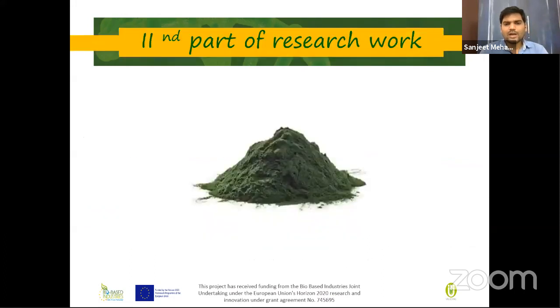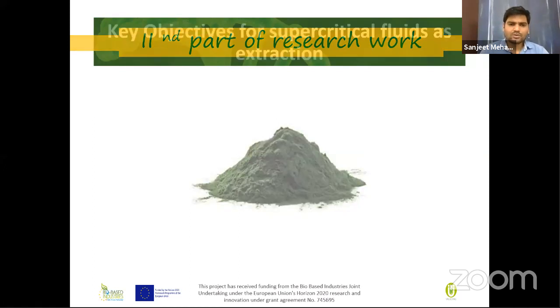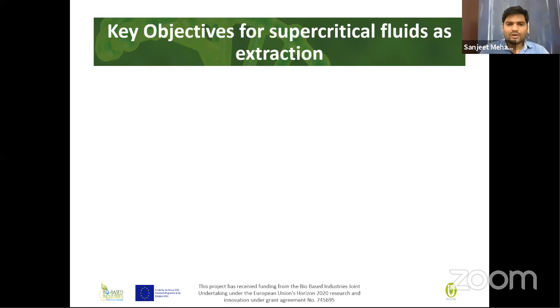So here I would like to share with you the second part of our project. Here we are also working on the supercritical fluid extraction of the bioactive compounds for a large scale extraction, because in supercritical extraction we don't use any solvent, and it gives us a solvent free extract. We only use CO2 as the solvent for the extraction of these compounds.